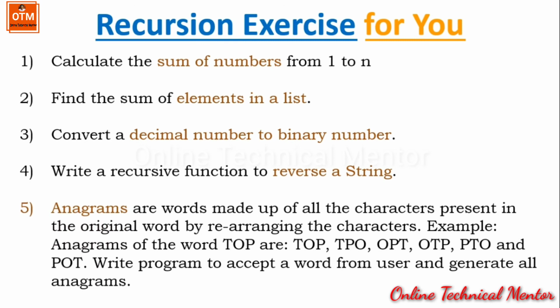Anagrams are words made up of all the characters present in the original word by rearranging the characters. For example, anagrams of the word TOP are TOP, TPO, OPT, OTP, PTO and POT. All combinations of characters within the word. So write a program to accept a word from the user and generate all anagrams.